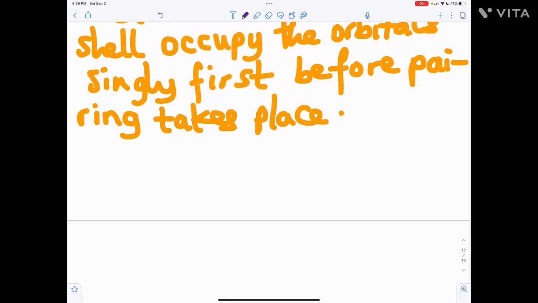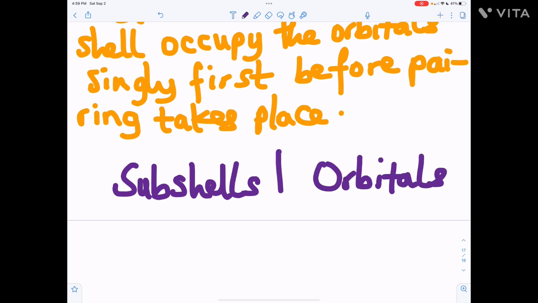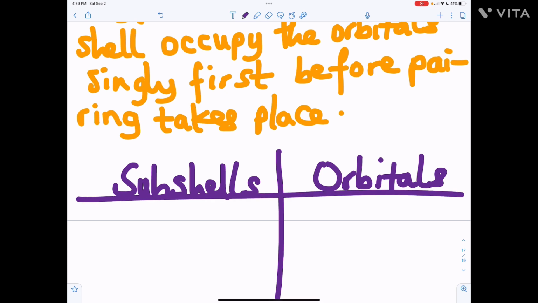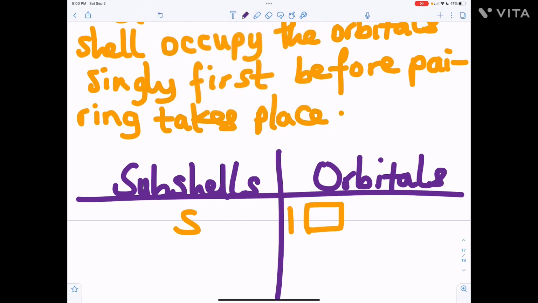Let me show you something very important. Now, we have shells and subshells. The subshells, or sub-energy levels, also have orbitals. So let's go ahead and see their orbitals. Any s subshell has one orbital that can take a maximum of 2 electrons. One of them spinning upwards, the other spinning downwards like that.